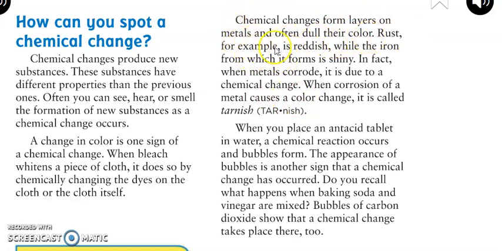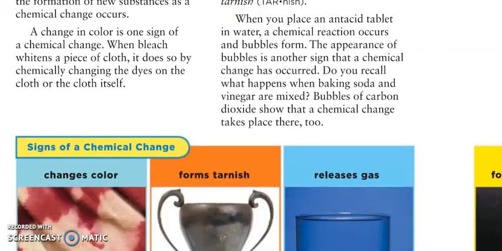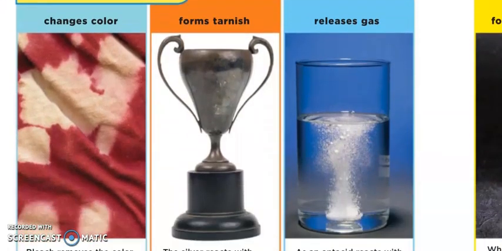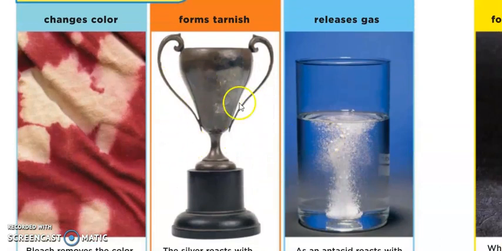So rust, for example, is reddish, while the iron from which it forms is shiny. In fact, when metals corrode, it's due to a chemical change. When corrosion of a metal causes a color change, it's called tarnish. You can see this in the picture, which shows tarnish forming.